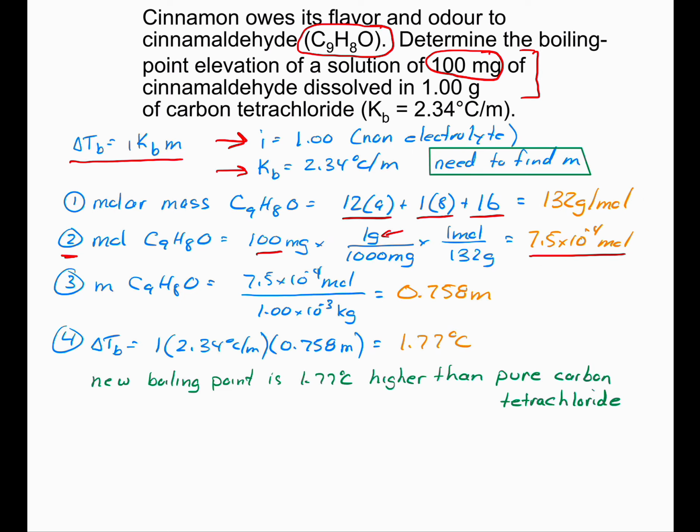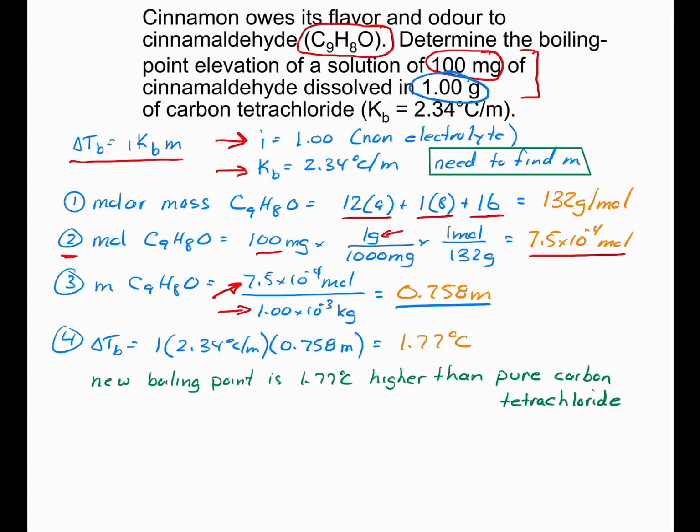And now again, we're trying to figure out the molality. So what we have to do now is take the moles that we just calculated and divide it by the mass of our solvent, our carbon tetrachloride, which is actually given in the question. It says 1 gram, and 1 gram is the same as 1 times 10 to the minus 3 kilograms, or 0.001 kilograms. So we do that calculation and we get 0.758 molal. And now we have all the information we need to figure out the boiling point elevation.